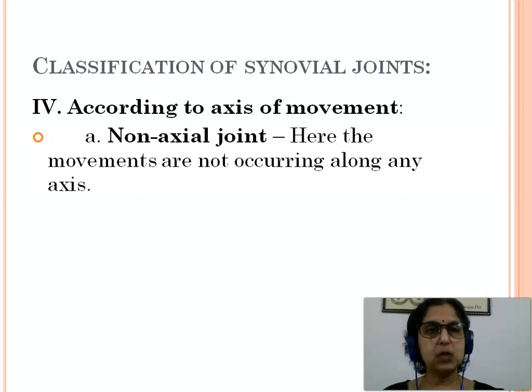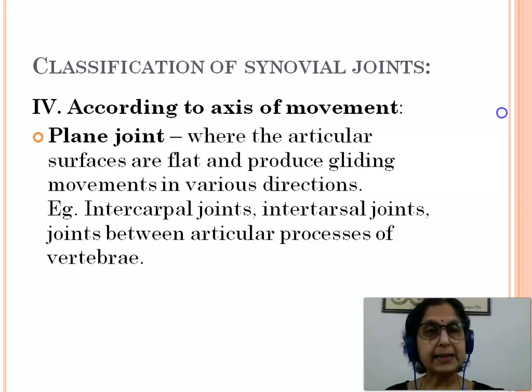So non-axial joint, herein the movements are not occurring along any axis. These are plane type of joints, where the articular surfaces are flat and they produce only gliding movements in various directions. So these gliding movements are not occurring along any axis. So plane joint is an example of non-axial joint.